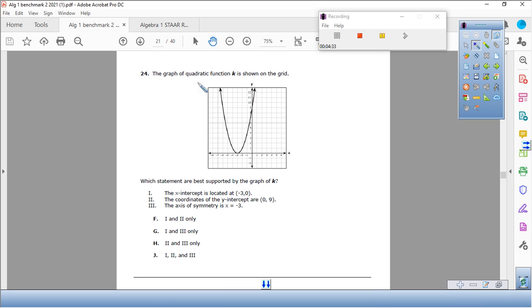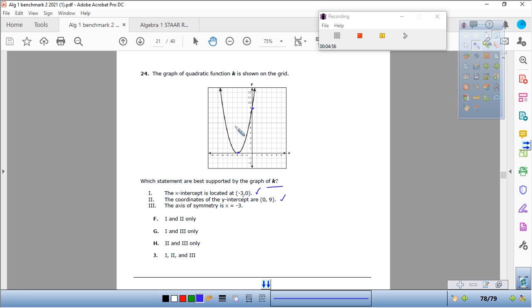Okay, so the graph of quadratic function k is shown below. Which statements are best supported by the graph of k? Okay, the x-intercept is located at -3, 0. Yeah, you see the graph where it touches the x-axis is called the x-intercept. I agree with that one. The coordinates of the y-intercept are 0, 9. Yeah, that looks good.